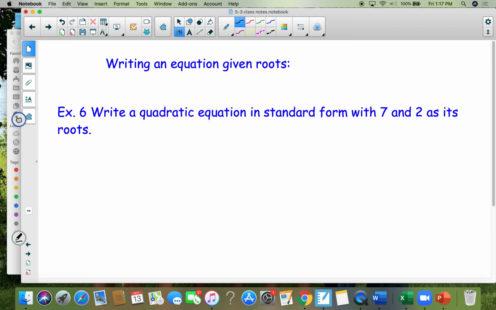Write an equation in standard form. 7 and 2 are your answers. If 7 and 2 are your answers, you know you need two sets of parentheses, and you need to set it equal to 0. If 7 is an answer, it's x minus 7. If 2 is an answer, it's x minus 2.